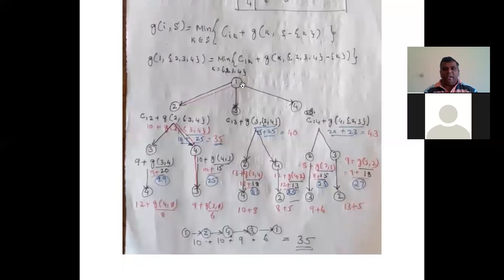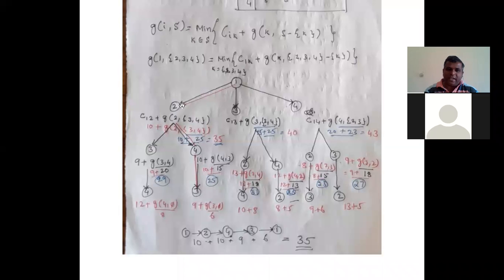So now 1 is visited. What are the other possibilities? From 1, it can reach 2, it can reach 3, it can reach 4. There are 3 possibilities. The salesperson is at city 1. So you can go to 2, you can go to 3, you can go to 4. You don't know which is the minimum cost, so we have to check one by one.